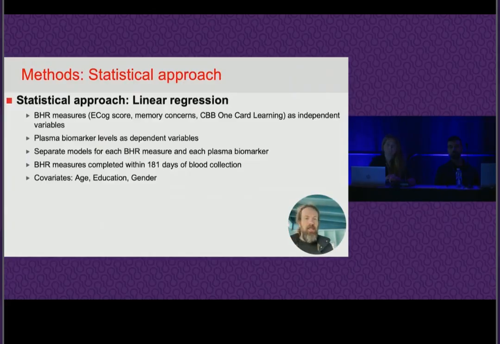All right, in terms of our statistical approach, we used linear regression. For the BHR measures, we use them as the independent variables. The plasma biomarkers were the dependent variables. We created separate models for each BHR measure and each plasma biomarker, and we only included measures that were completed within 181 days of blood collection. And the covariates were age, gender, and education.